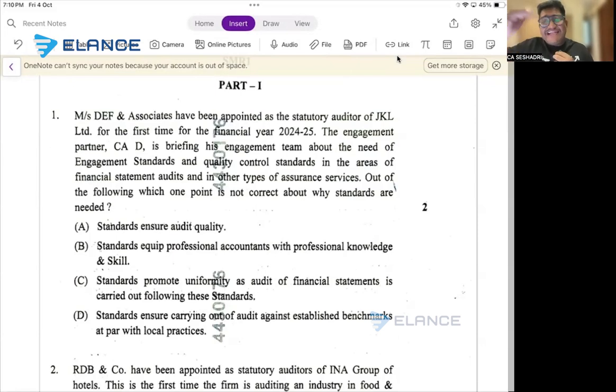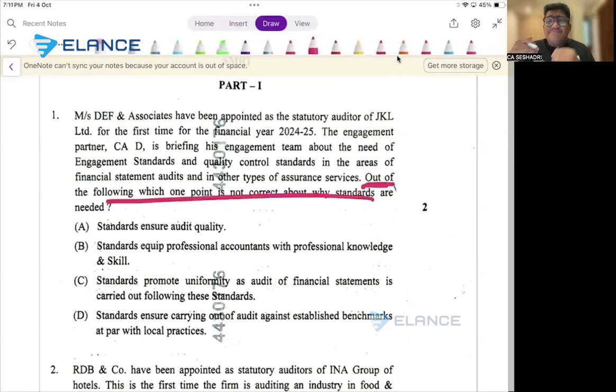First question. While reading the MCQs, don't read the full MCQs. First of all, go to the last line. From the last line, you will be able to get what is expected in that question. Out of the following, which one point is not correct about why standards are needed? First of all, this question is from the first chapter, nature, scope, and objectives of audit.